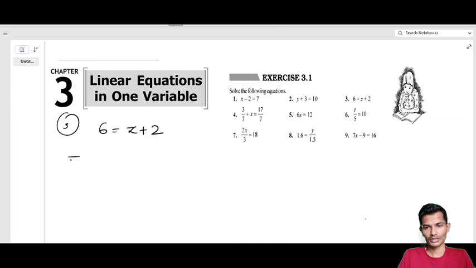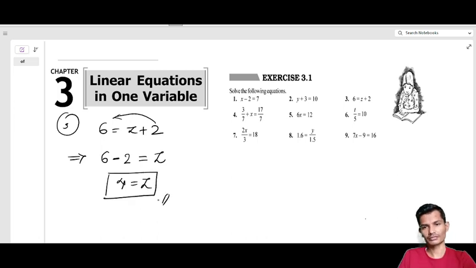Okay, so they have given 6 equals z plus 2, so here we need to find out the value of z. What I have said earlier is that if I am taking any number which has a particular sign, say minus or positive, here it has a positive sign. If I am taking it to the other side of the equals sign, then it will become minus. So 6 minus 2 equals z. 6 minus 2 means 4. So 4 equals z, or z equals 4.